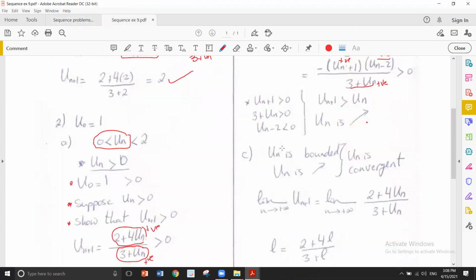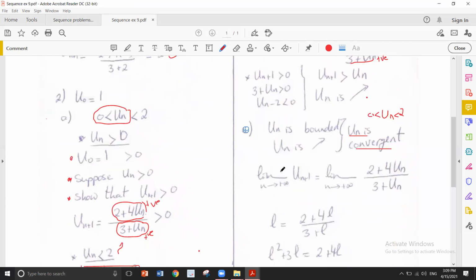Un is bounded, part C. Un is bounded, then un is between 0 and 2. Well, un is increasing, therefore un is convergent. Un is convergent, bounded and increasing, convergent. So I write limit as n tends to plus infinity of un plus 1 equal limit as n tends to plus infinity of 2 plus 4 un over 3 plus un.